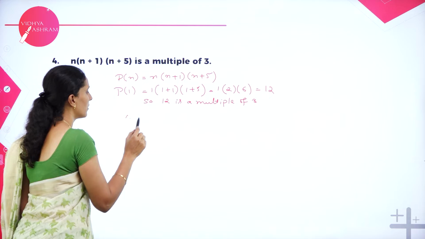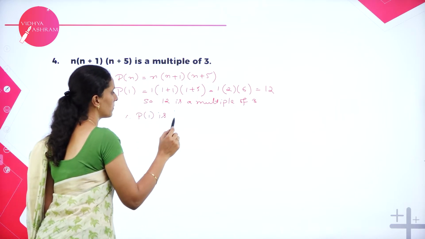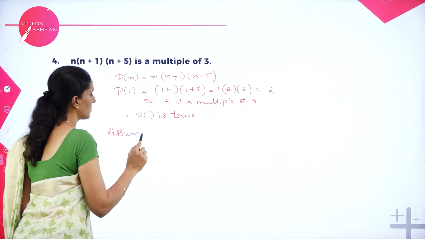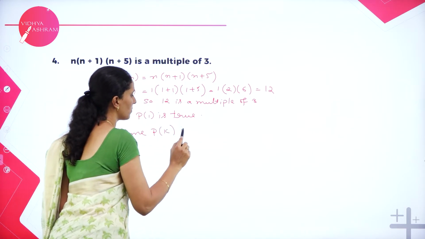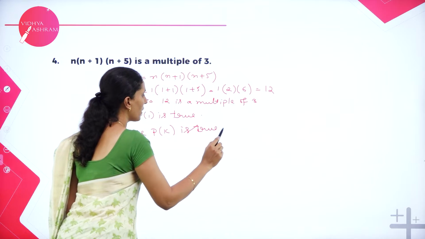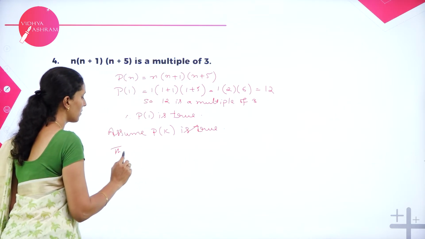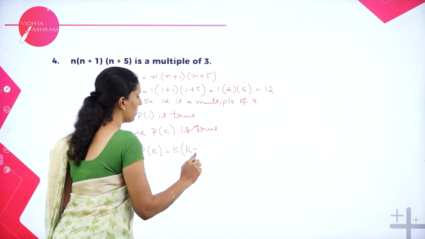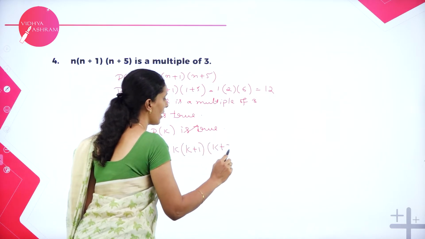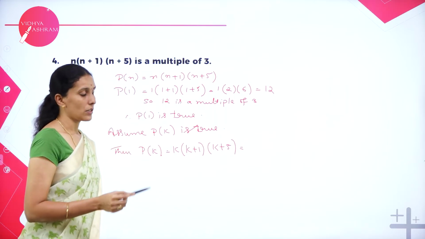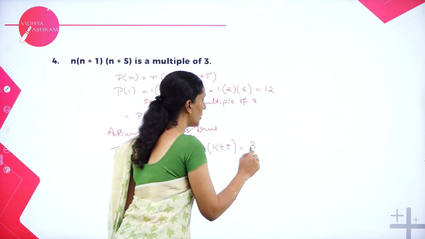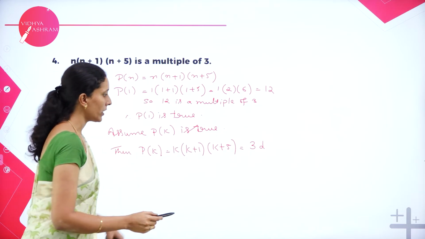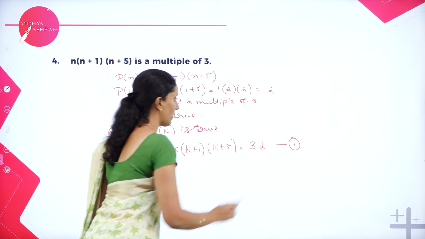So therefore, P of 1 is true. Assume P of k is true. If P of k is true, then P of k, which is k into k plus 1 into k plus 5, is a multiple of 3. Since it is a multiple of 3, I will write it as 3 into d. Let me take it as equation 1.